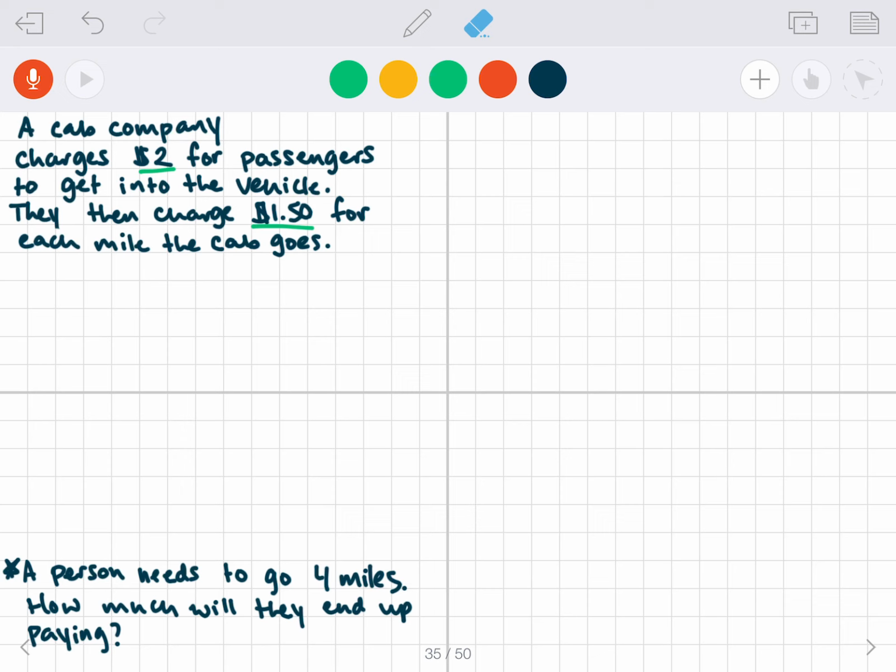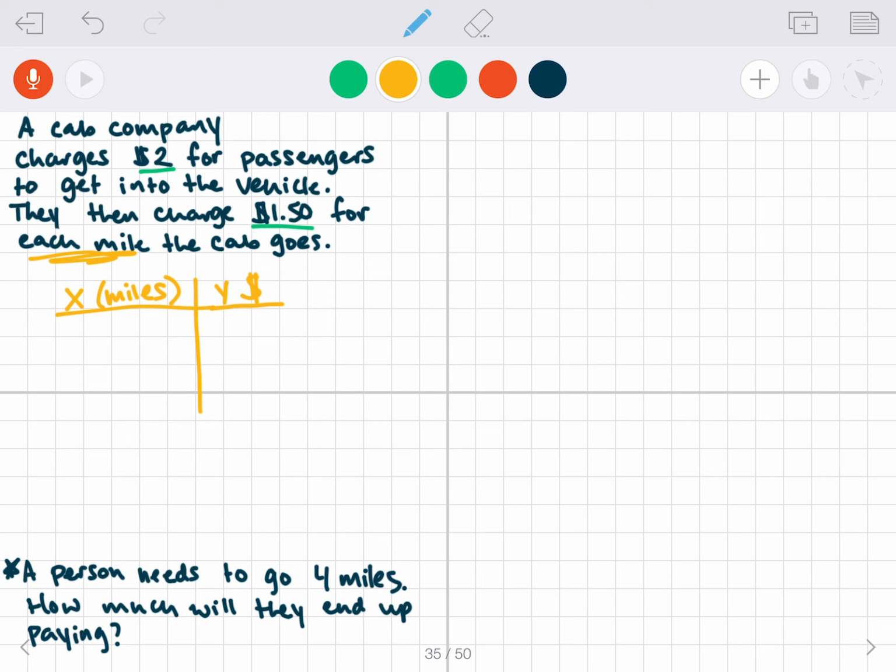Okay, so we have these two numbers and we want to know which one is the slope and which one is the y-intercept. So the slope is the amount that's changing per x. In this case, our x is miles because it says for each mile. So if we make a little table here, we have our x. This is going to be in miles, not time this time, which is okay. We can have that. And y is going to be the amount that we're paying.